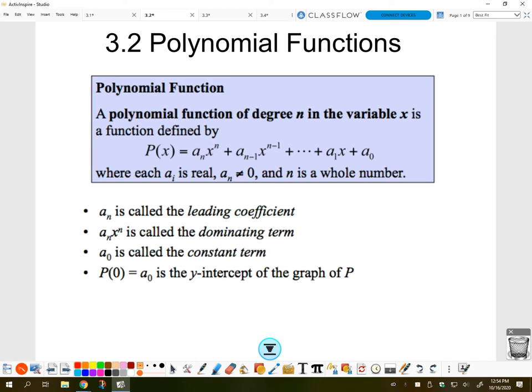So back to this statement, your coefficients must be real numbers, and your exponents must be whole numbers. So no fraction exponents, no negative exponents, no decimal exponents. Your coefficients can be anything you want them to be as long as they are not imaginary. All right.